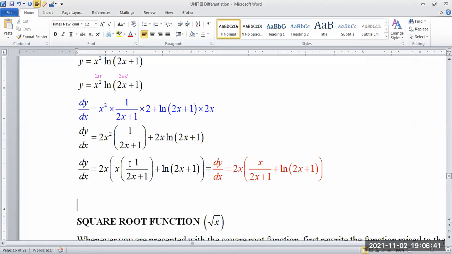I can now use this x to multiply this 1, because remember, this x is x over 1. So the numerators multiply together, and then the denominators multiply together. This x times 1 is going to be this x here, and this 1 times the 2x plus 1 is going to be this down here. And then I'm going to have my ln 2x plus 1, and this will be my final answer.